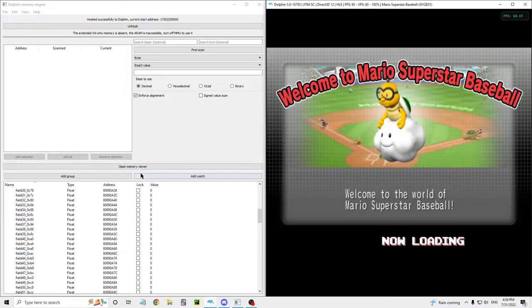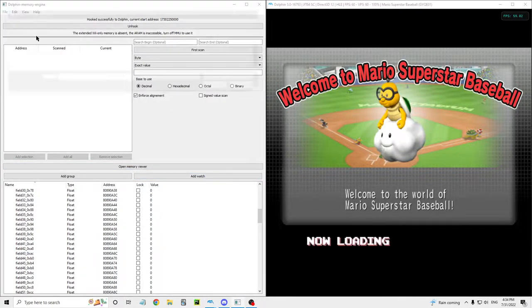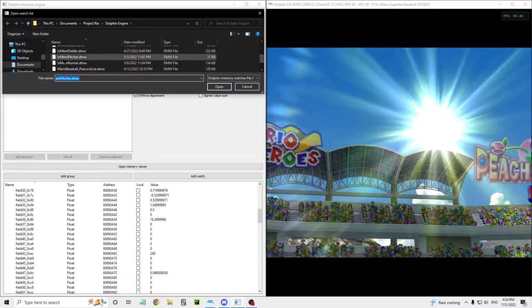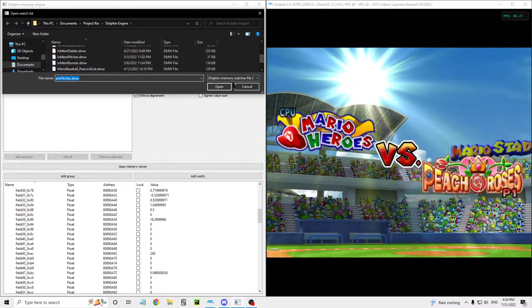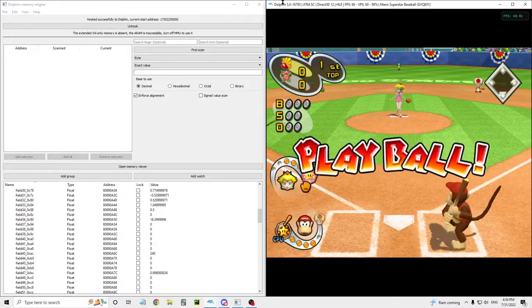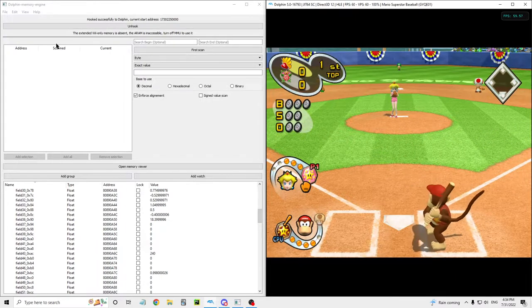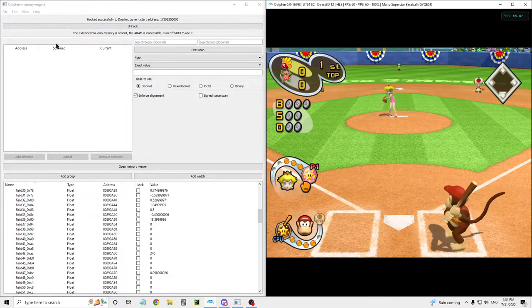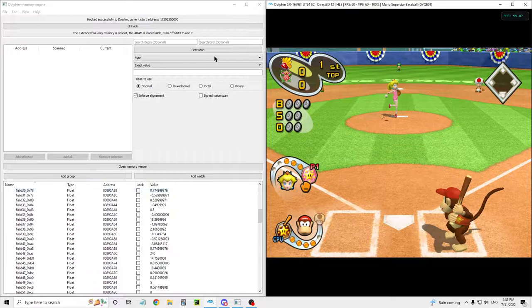Okay, so game is running. I have hooked Dolphin Memory Engine and I have opened nmempitcher.dmw in the Dolphin Memory Engine. I could have used another controller, but I didn't feel like it. So when you throw, you can pause the game, see what's changing. You can use the scan to see what's changing as well, if you feel like it.